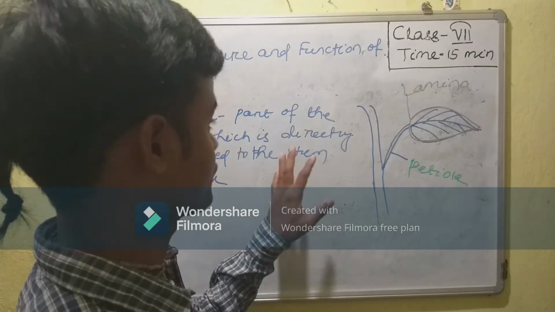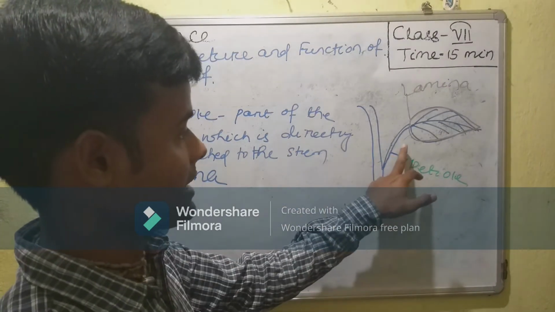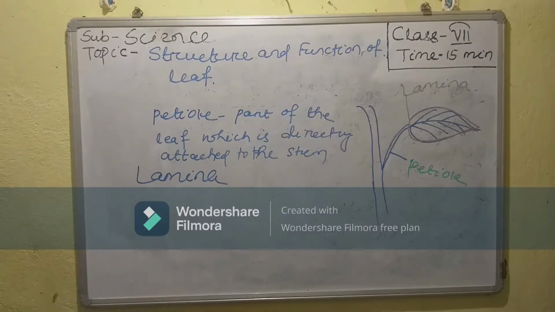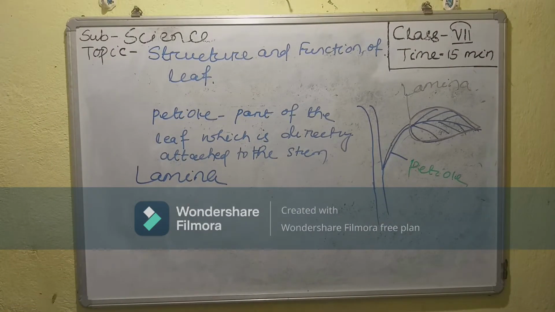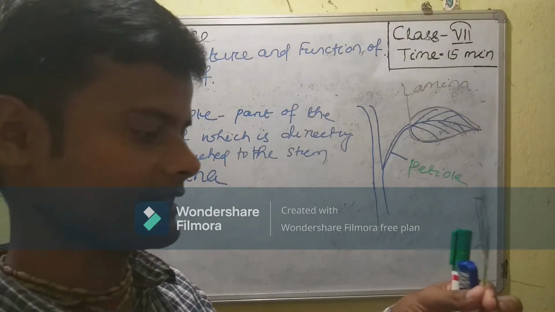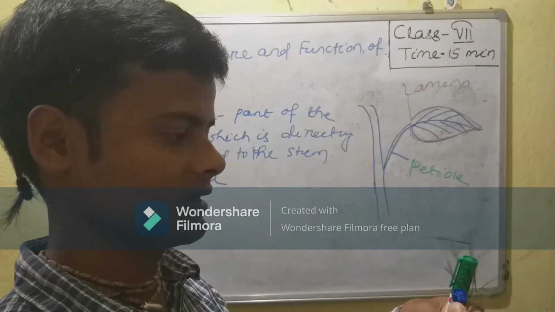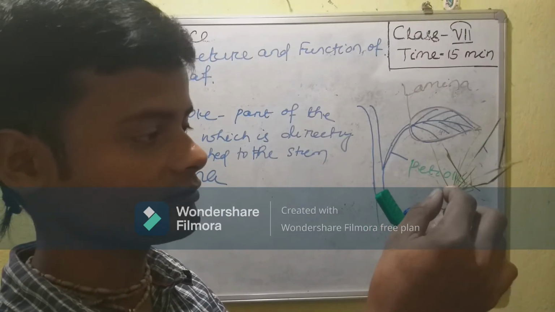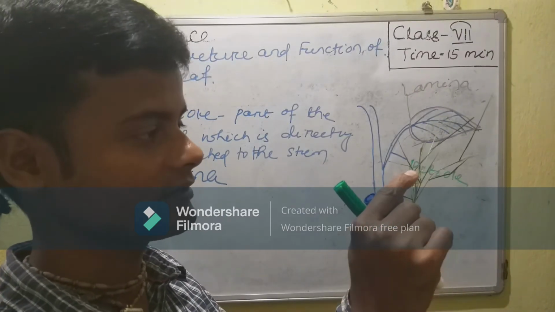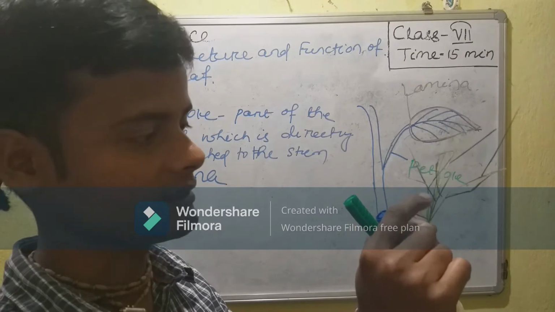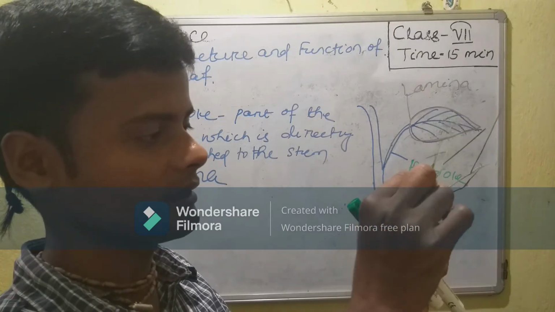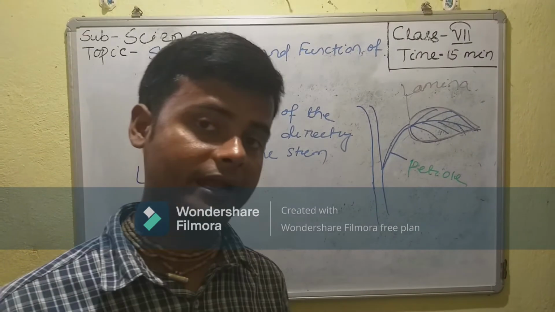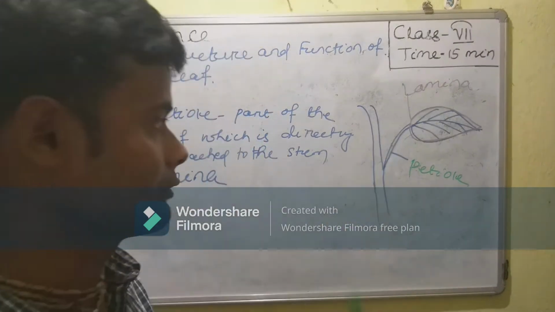But there are certain plants that don't have any petiole, right? If you see the grass plant, grass is a herb, and these plants don't have any petiole. The leaf is directly attached to the stem. There is no petiole, right? So it is an exception that there are certain plants that don't have any petiole.